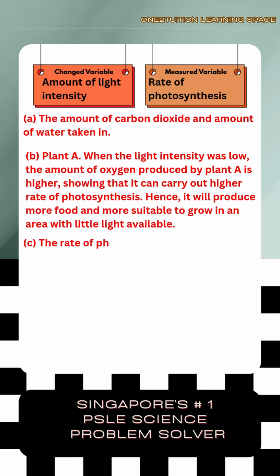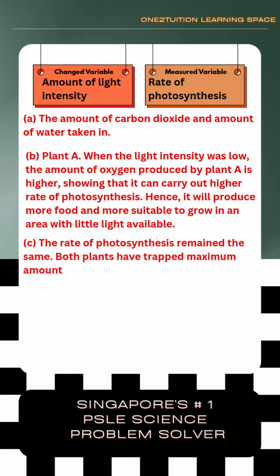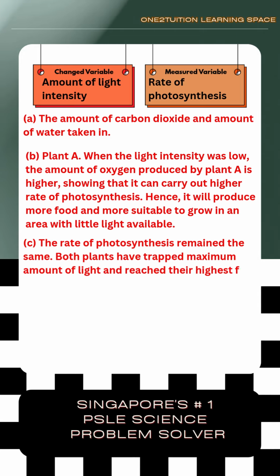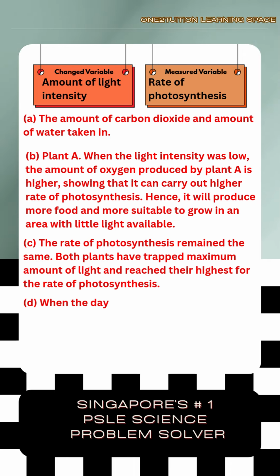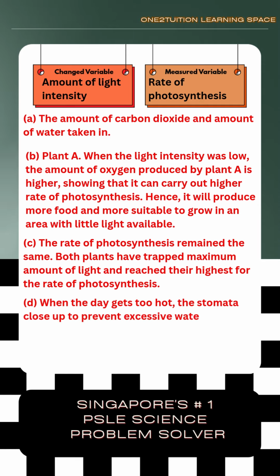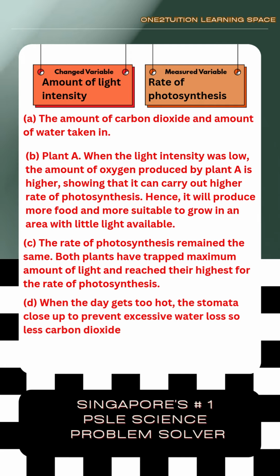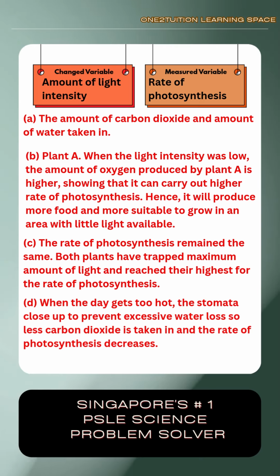The rate of photosynthesis remained the same. Both plants have trapped the maximum amount of light and reached their highest rate of photosynthesis. When the day gets too hot, the stomata close up to prevent excessive water loss, so less carbon dioxide is taken in and the rate of photosynthesis decreases.